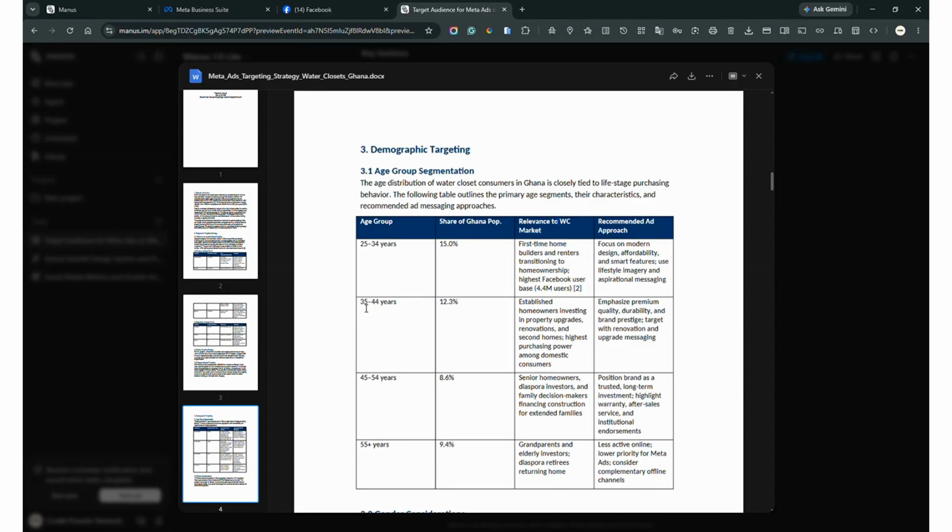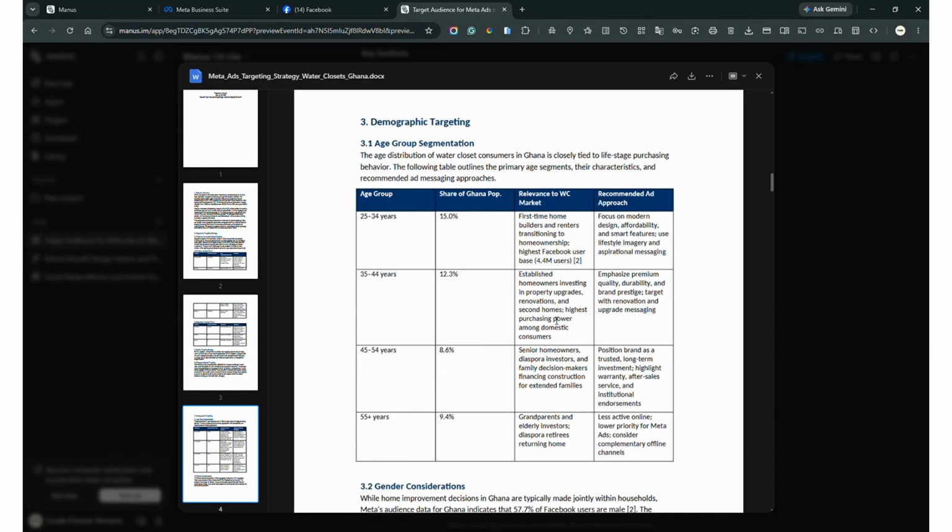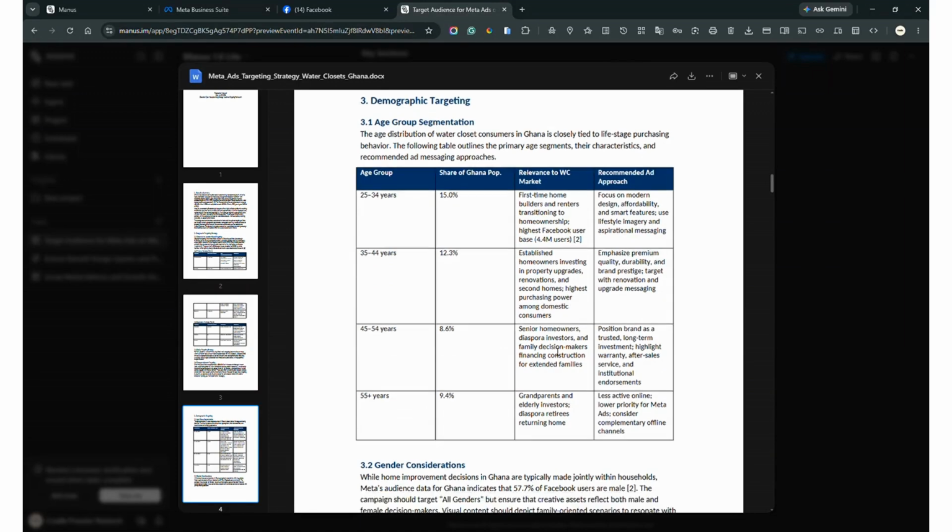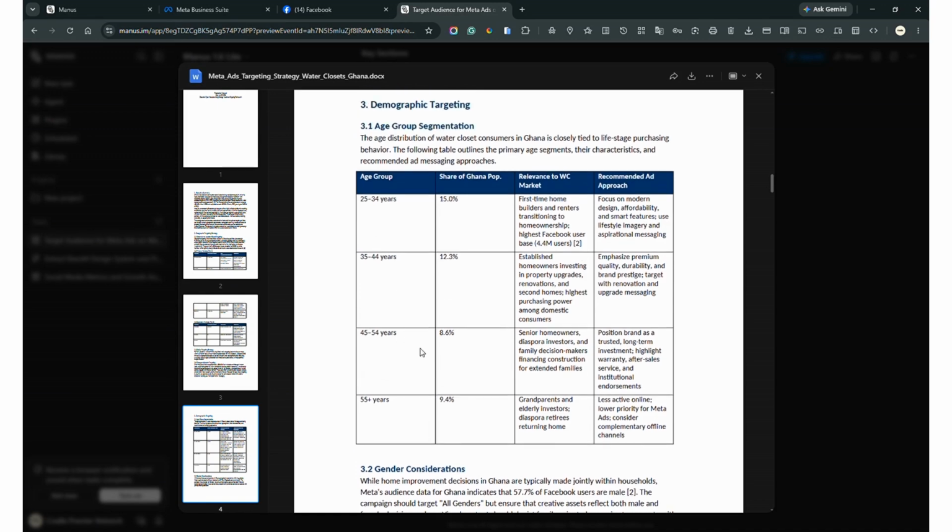We're also looking at 35 to 44 years, where we are looking at 12.3%. These are established homeowners investing in property upgrades, renovation, and second homes, highest purchasing power among domestic consumers. So look at all the information that's being given to us based on the age group, which is going to influence our decision on who to actually target and who not to target.